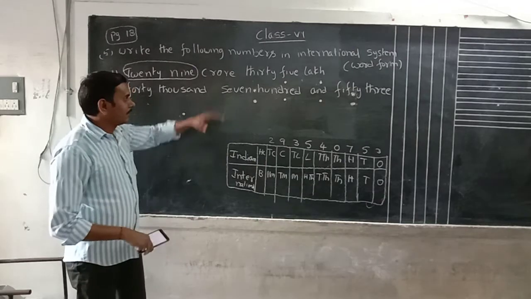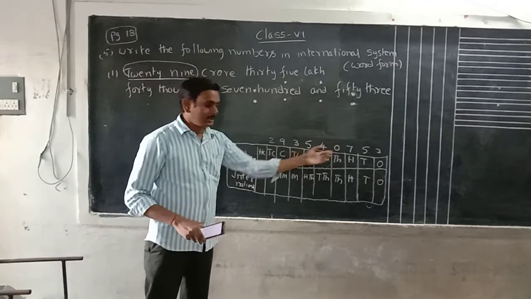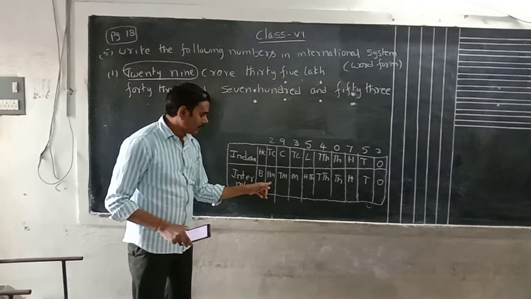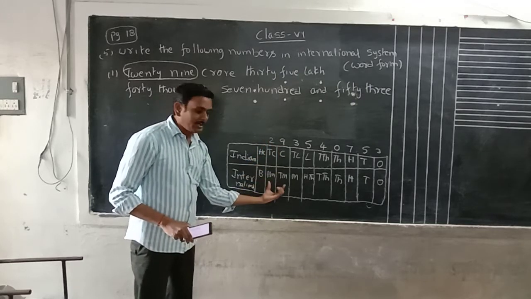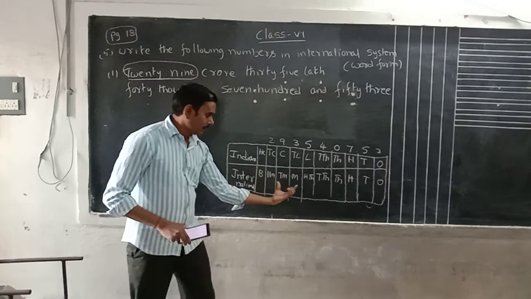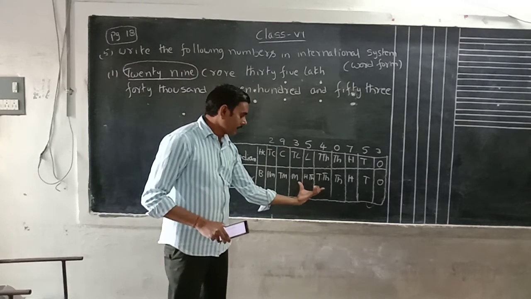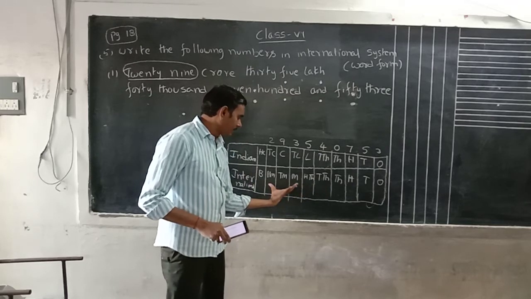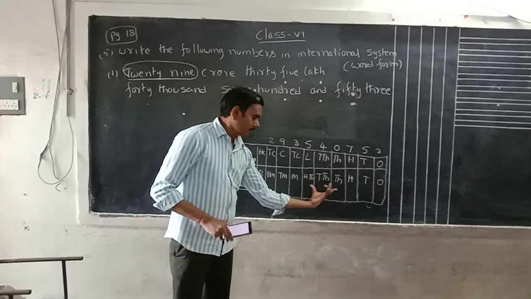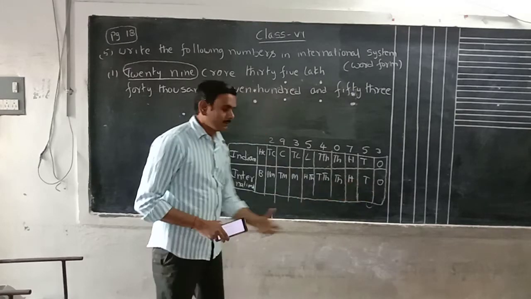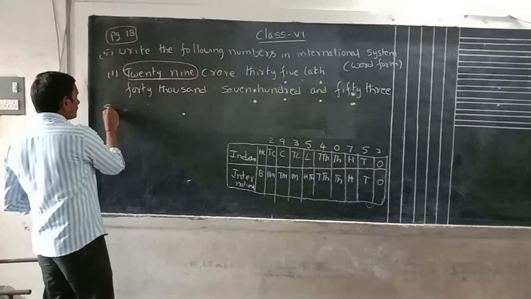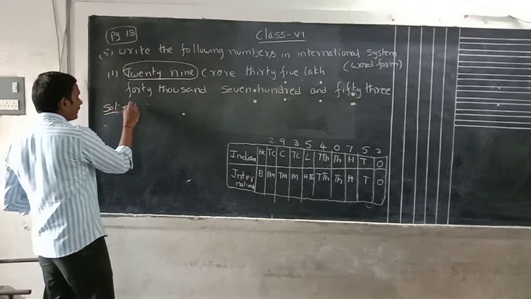We can't write it directly. We have to convert it to numbers. Now compare with the international system. What is the number here? 29 is related to the million place. Up to this is millions, up to this is thousands, and up to this is units. Now we can write it down. This is the solution for the international system.